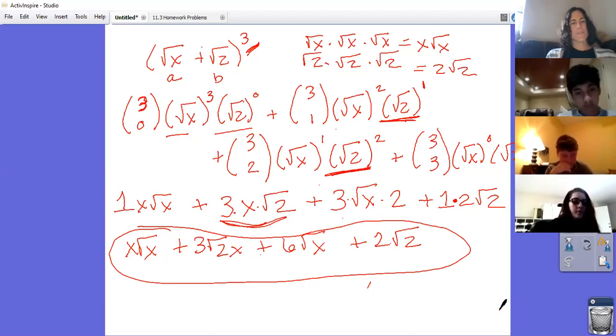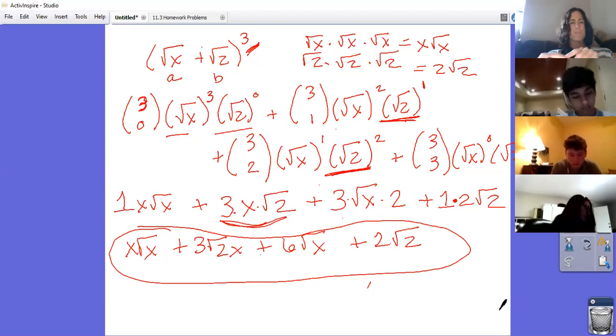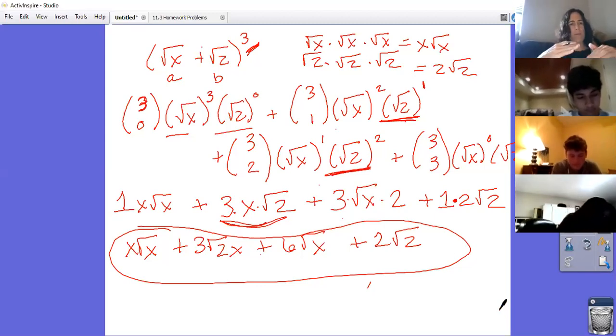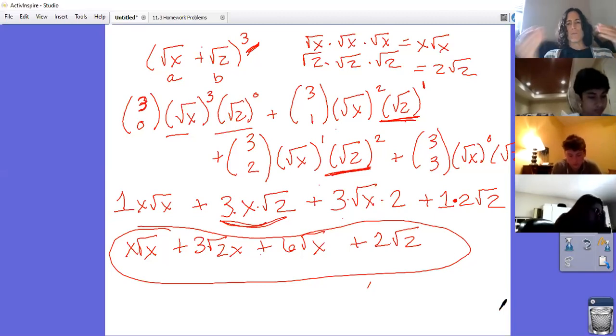Like I said, we could have done this one using Pascal's triangle too, to get the 1, 3, 3, 1. That comes from Pascal's triangle, or you can do the binomial theorem. So either way that you like doing it, it's totally up to you. I kind of like the binomial theorem, but you can definitely use Pascal's triangle too.